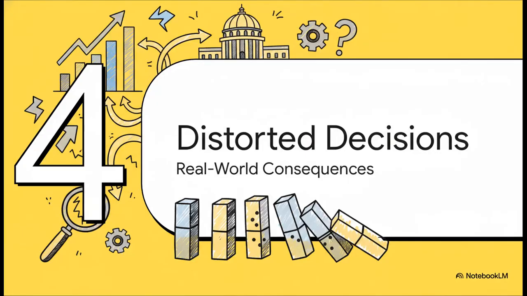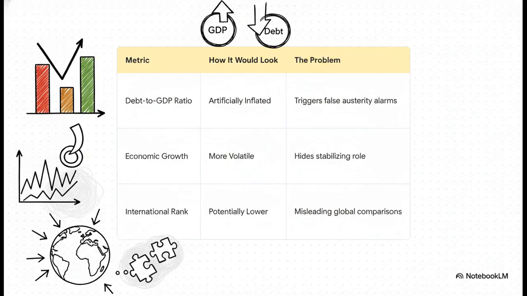Now, this isn't just some dusty debate for economists. Changing this formula would have huge real-world consequences. Why? Because we use this economic data to make incredibly important policy decisions. And when your data is warped, guess what? Your decisions are going to be warped too. Let's look at some of the damage. For one, our debt-to-GDP ratio would suddenly skyrocket, not because we borrowed any more money, but because the GDP part of that equation just shrank by 20% overnight. Economic growth would look way more choppy and volatile because we'd be totally ignoring the stabilizing effect government spending has, especially during a recession. And on the world stage, we'd look like a much smaller economy, which would lead to some seriously misleading global comparisons.